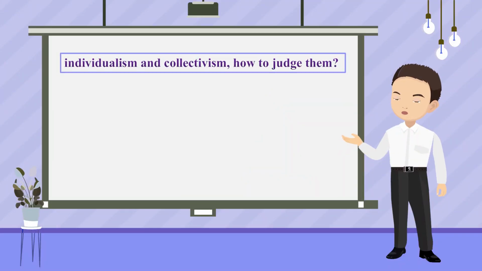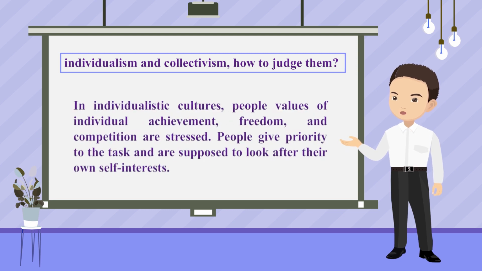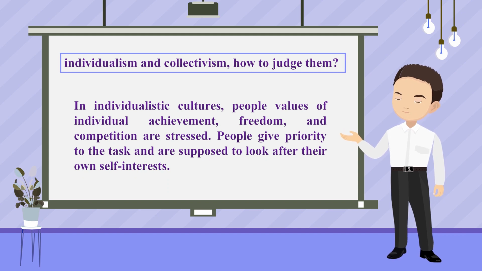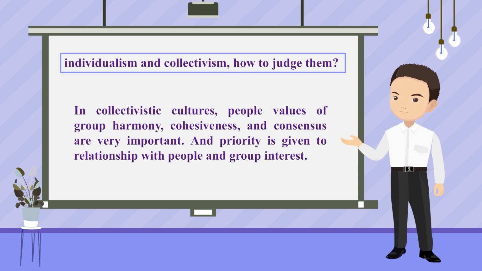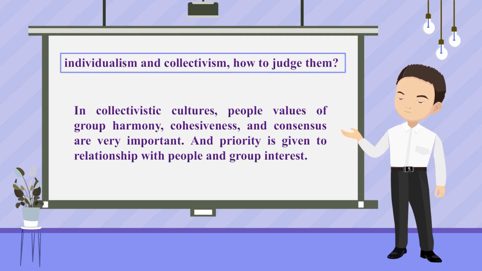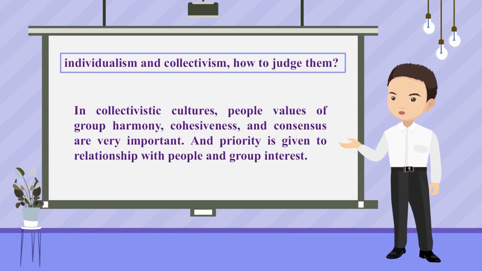First, individualism and collectivism. How to judge them? In individualistic cultures, the values of individual achievement, freedom, and competition are stressed. People give priority to the task and are supposed to look after their own self-interest. In collectivistic cultures, the values of group harmony, cohesiveness, and consensus are very important, and priority is given to relationships with people and group interest.